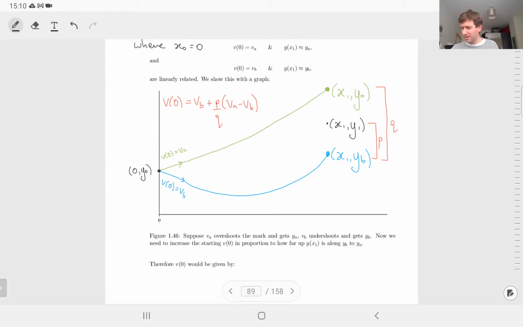Are they? Yeah. So I guess the correct V0 will be the lower slope plus that proportion, where P is just equal to Y1 minus YB, and Q is YA minus YB, times the difference of the slopes, VA minus VB. That is the formula on the next page.